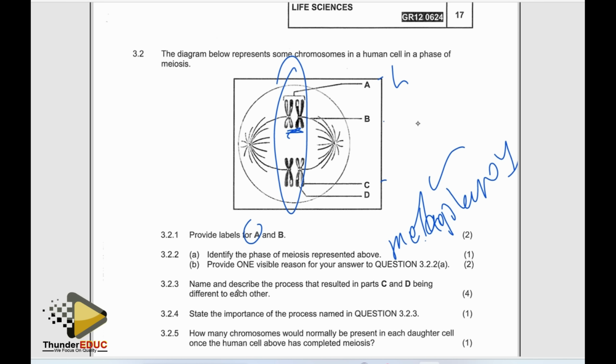Name the phase and give one visible reason for your answer. Visible reason: homologous chromosomes are aligned along the equator in pairs. Homologous chromosomes are aligned along the equator in pairs. That's what you're supposed to explain.